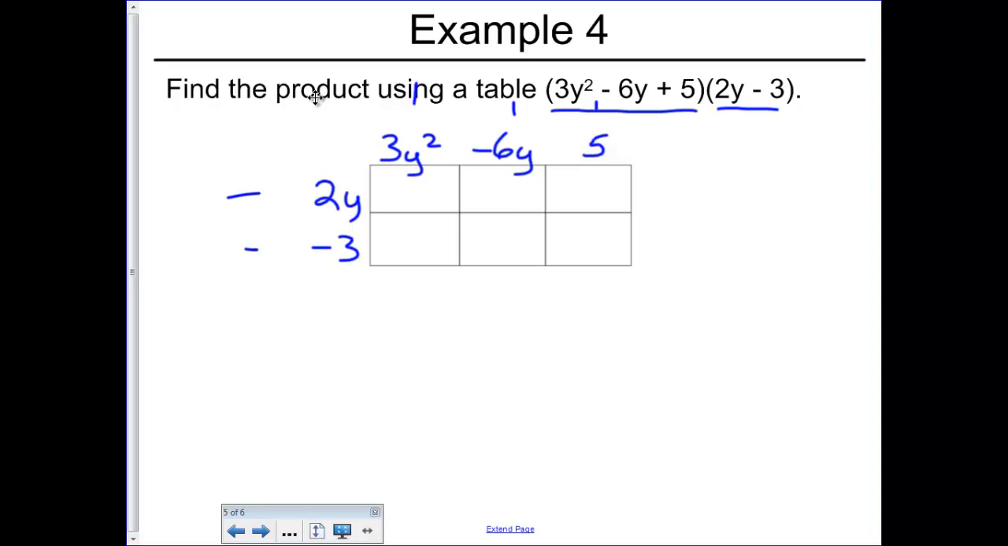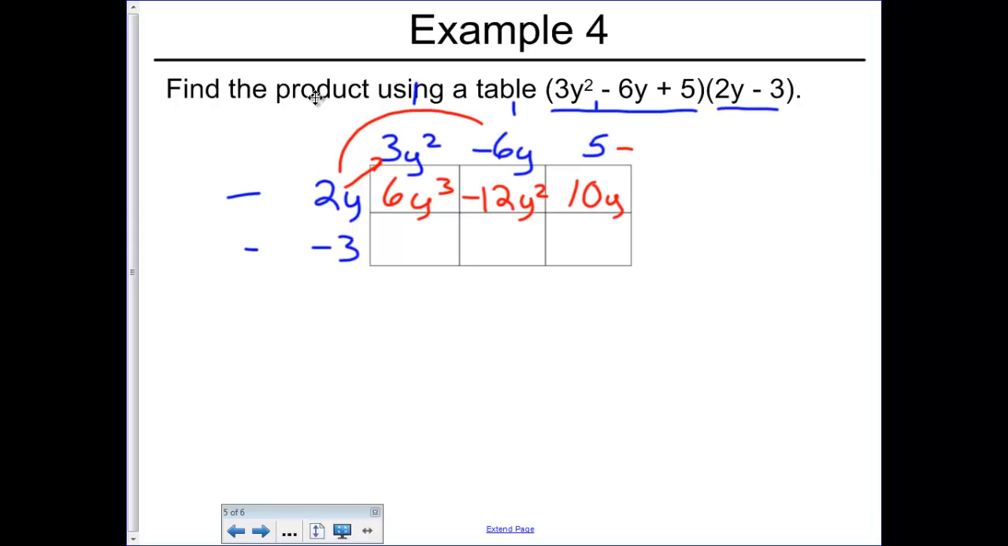So the first thing is going to be the 2y times the 3y squared, and that will give us 6y cubed. And then we're going to take the 2y and times it with the negative 6y, and that will give us a negative 12y squared. And the 2y times the 5, and that will give us a positive 10y.